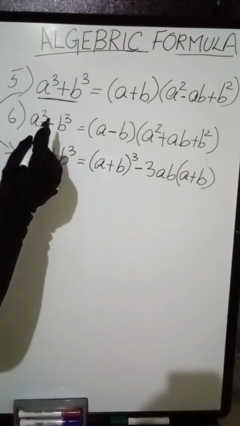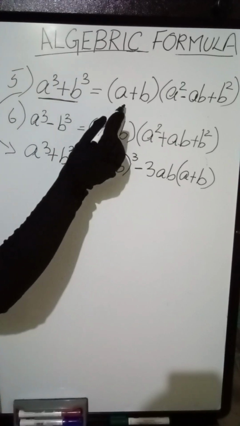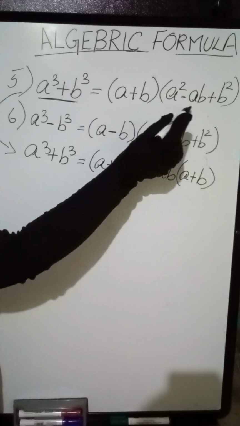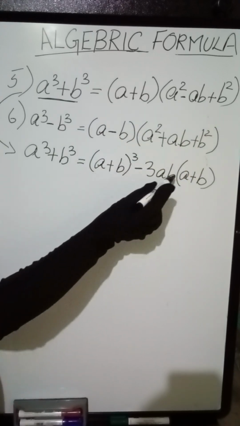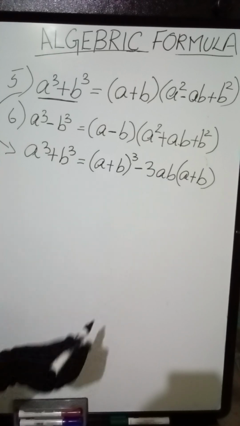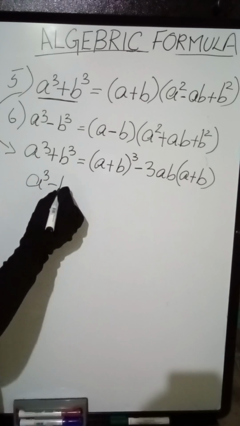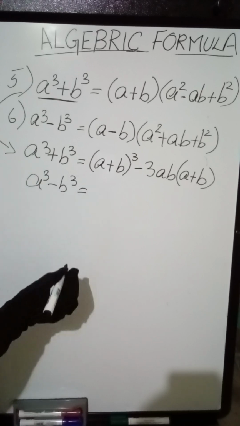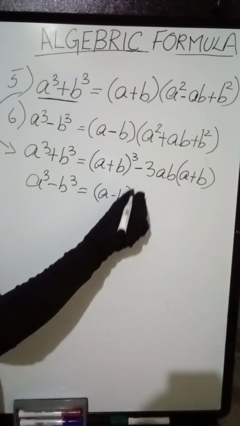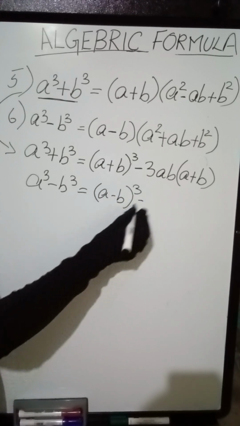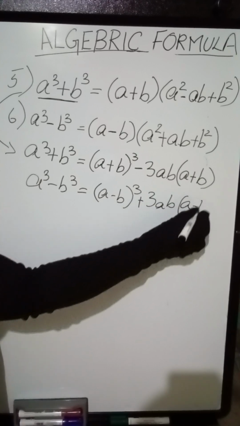So we can see that a cube plus b cube has two formulas. You can either write it as a plus b into a square minus ab plus b square, or a plus b the whole cube minus 3ab into a plus b. Similarly, a cube minus b cube can be also written as a minus b the whole cube plus 3ab into a minus b.